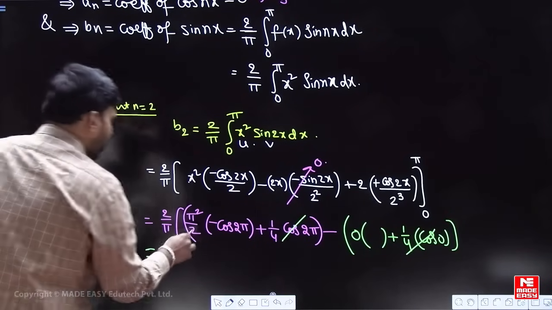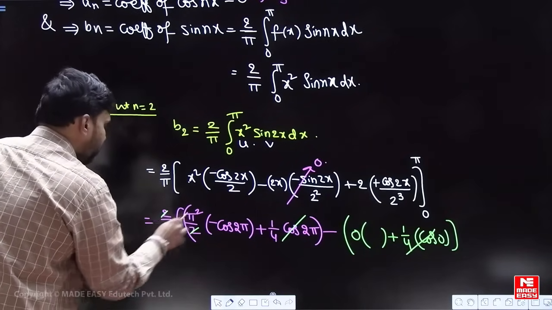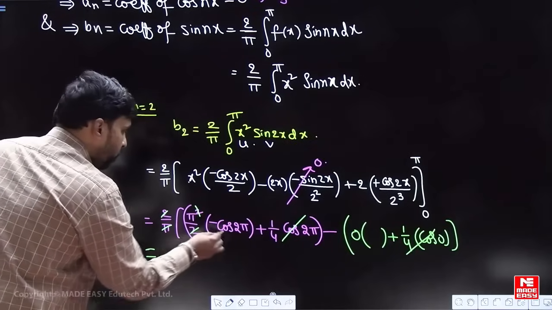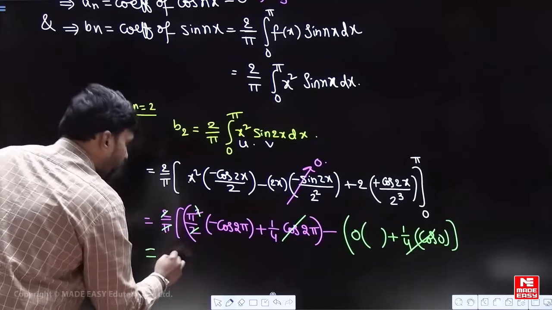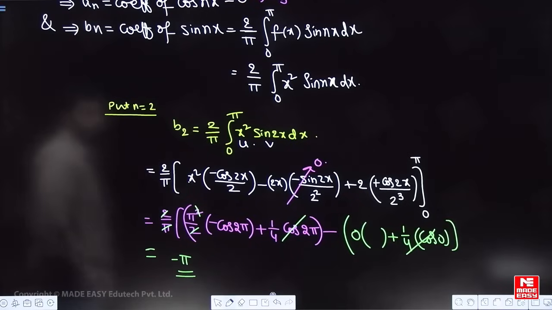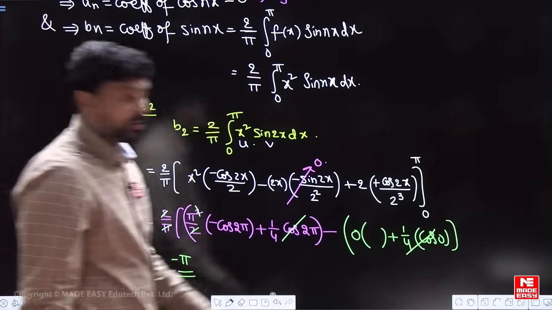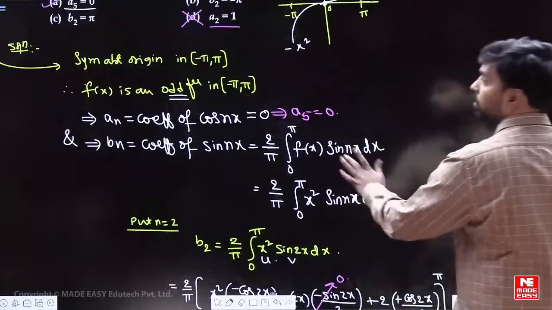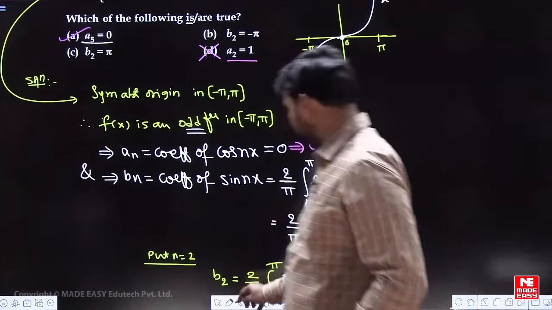Then this 2 gets cancelled and pi gets cancelled, and cos 2 pi is 1. So then you have here minus pi. So the answer you are getting is minus pi. Therefore, the answer for B2 is minus pi.